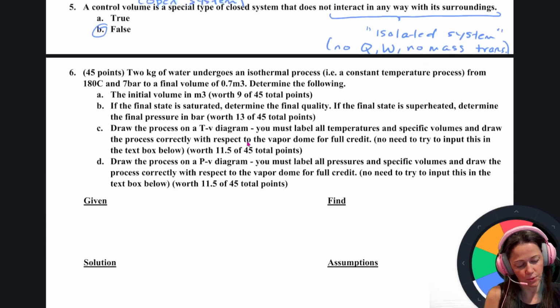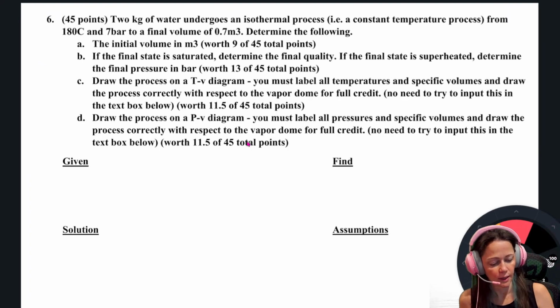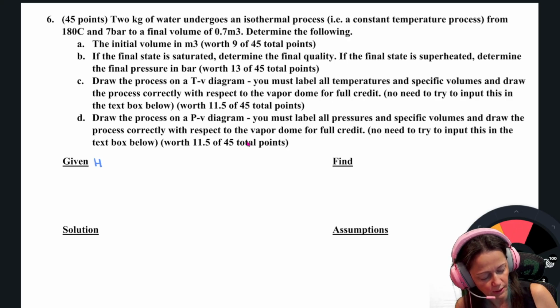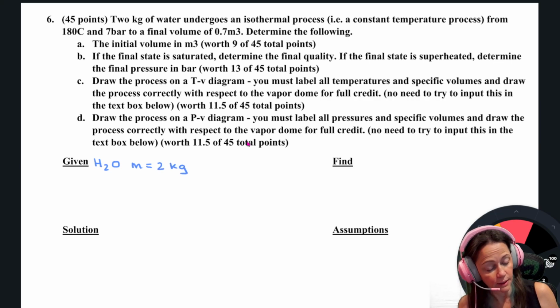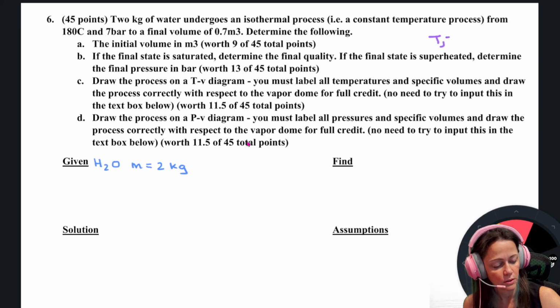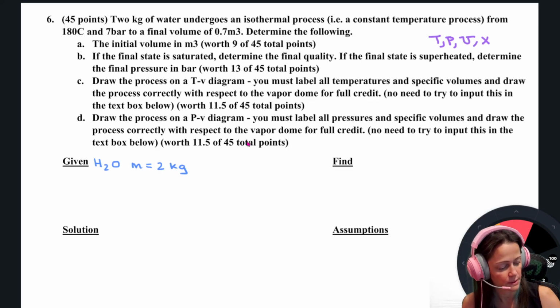All right, so now we're on to problem 6. We have 2 kilograms of water that undergoes an isothermal process. I'm going to write what I know here. Number 1, it's water, and I have 2 kilograms of it. Then I'm going to write as many properties as I know. As far as the intensive property list, remember: temperature, pressure, specific volume, and quality if it's applicable. At this point in the semester, those 4 things were the properties we were familiar with.